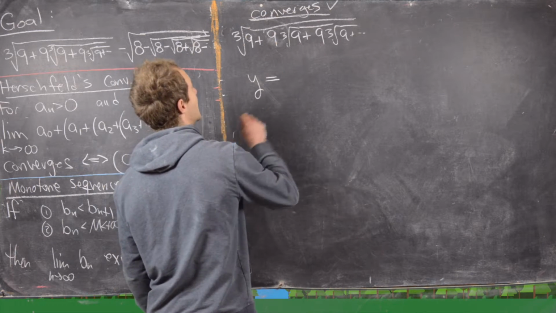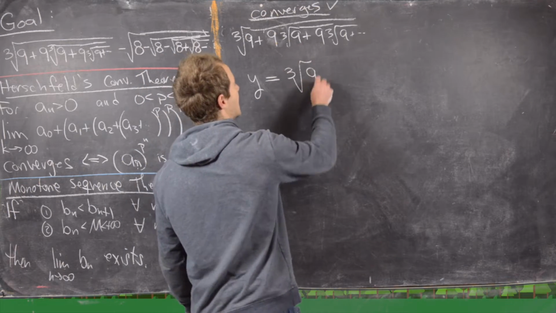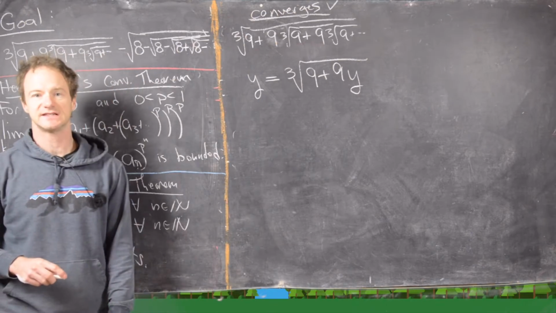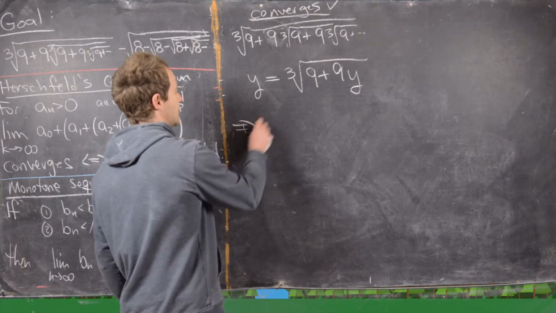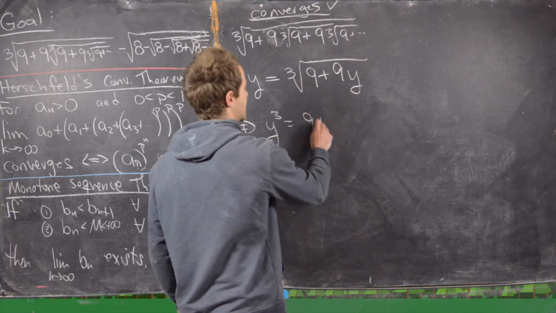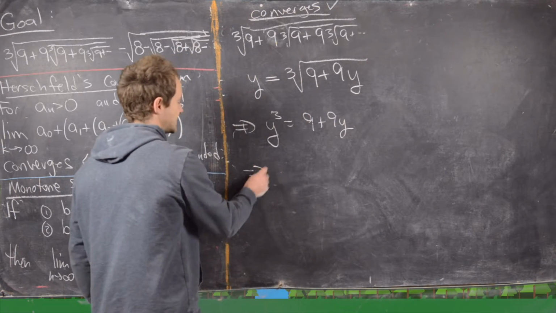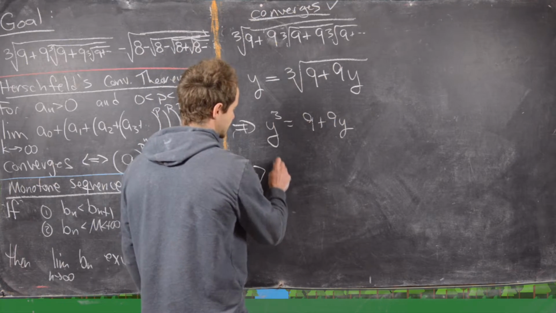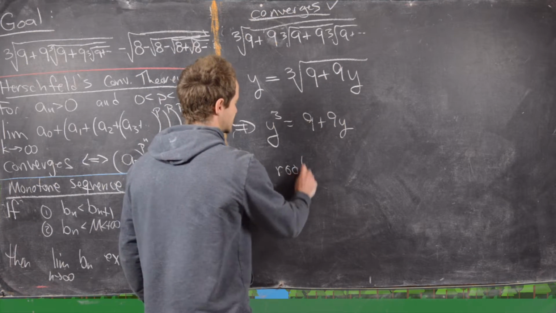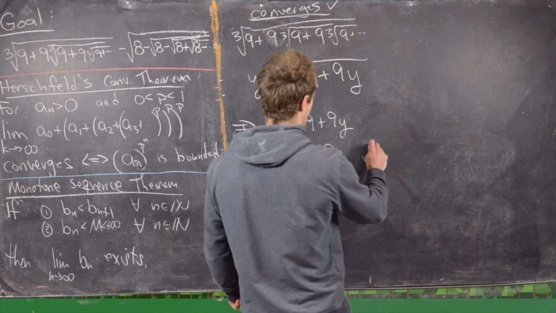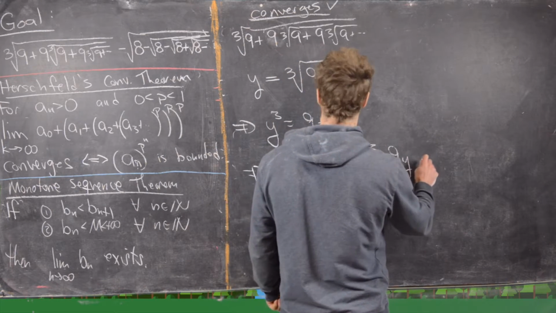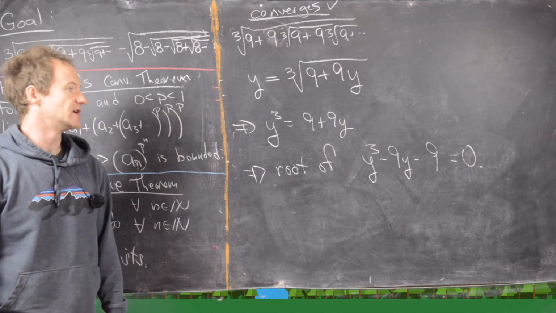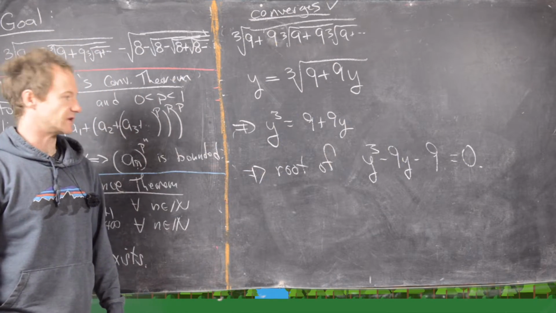So if we set y equal to the cube root of 9 plus 9y, that's how this thing is nested, which tells us that we have y cubed equals 9 plus 9y, which tells us that our solution, in other words, this y that we need, is a root of the polynomial y cubed minus 9y minus 9 equals 0. So in other words, it's a solution to that polynomial equation.